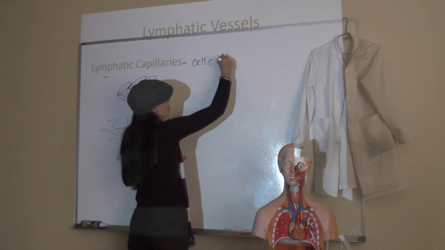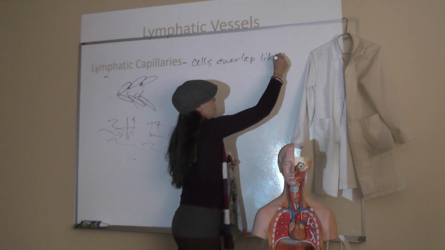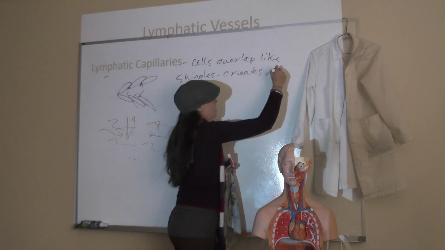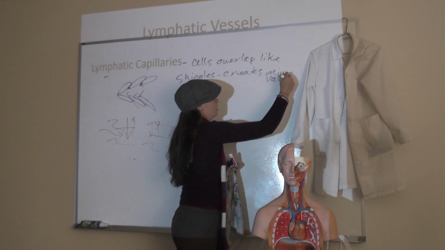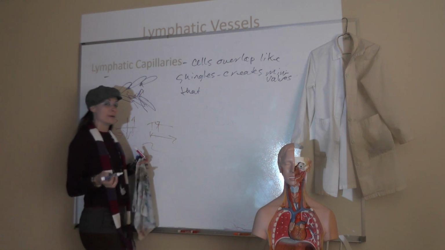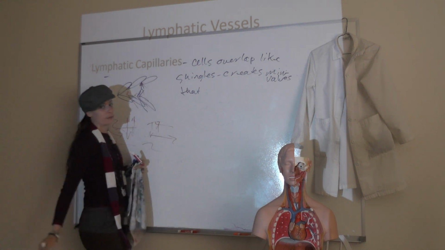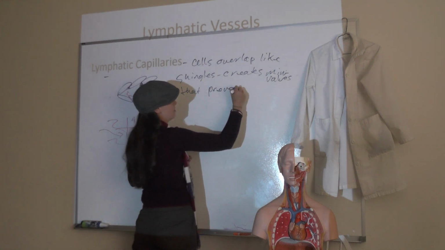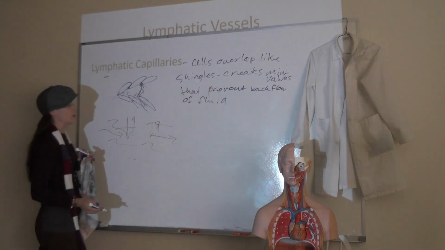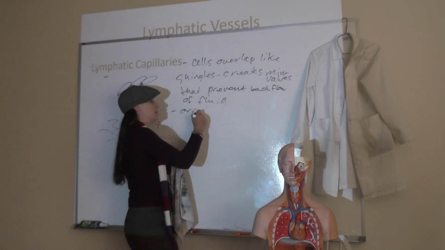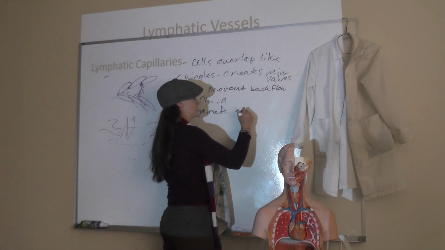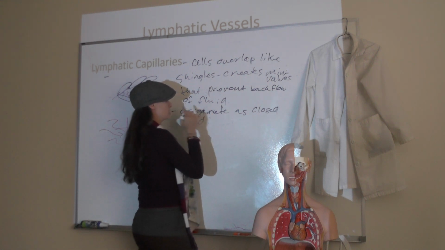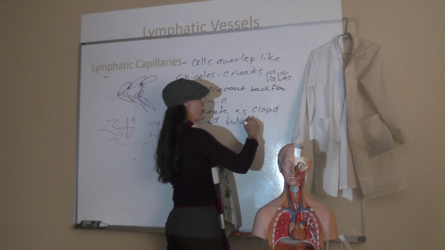So the cells overlap like shingles. This creates mini valves that allow for one-way movement of fluid into the capillary, but not movement of fluid back out. So they create mini valves that prevent the backflow of fluid. So that's going to be another difference. They originate as closed-ended tubes in a normal capillary bed.